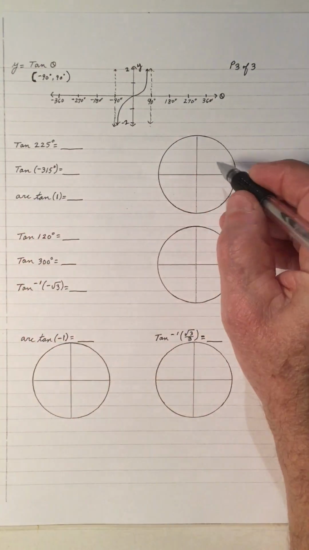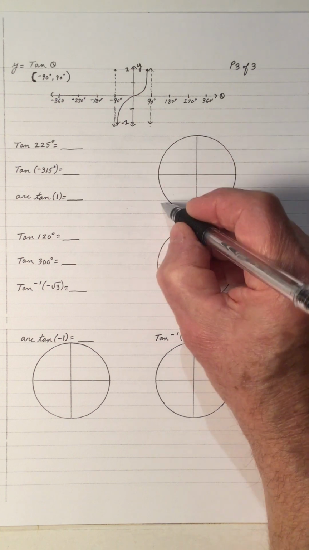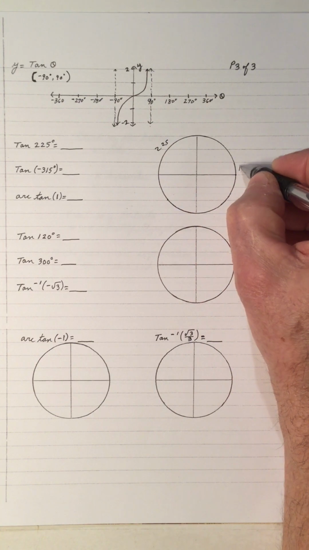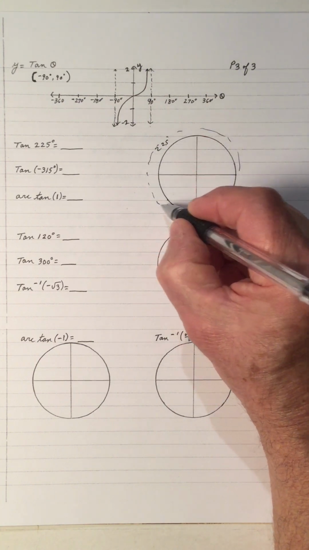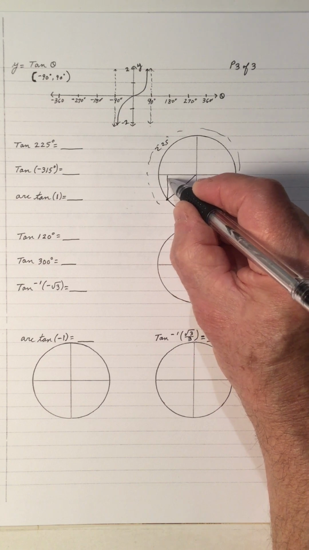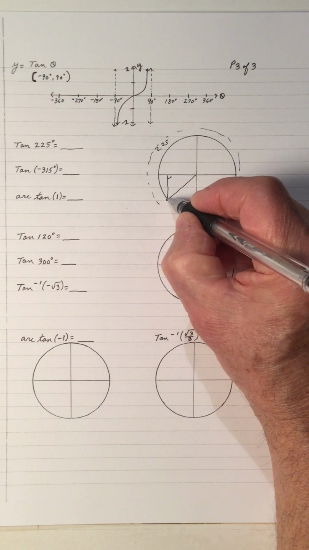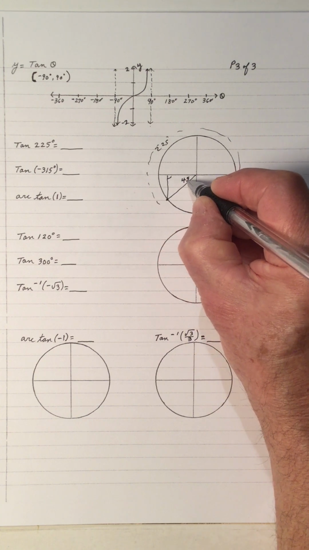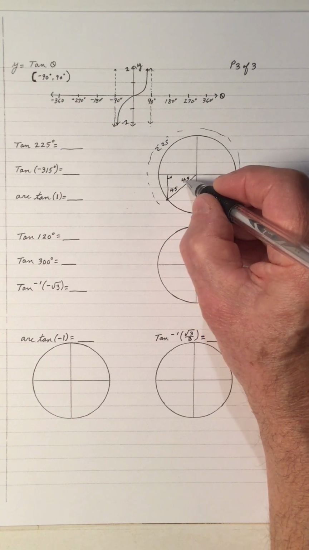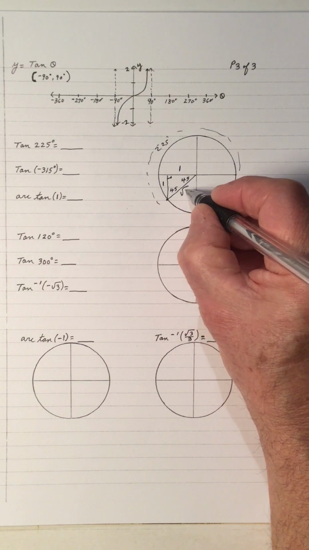Tan of 225, so there's 0. So 225 is 180 and 45 more. So that's a 225 degree rotation, right around to here. So you draw a terminal arm. So if this is 180 degrees, then this is a 45 degree arc. So that means this angle is 45, and this angle in the right triangle is 45. So this is a 45 right triangle. So the sides are 1, 1, root 2.